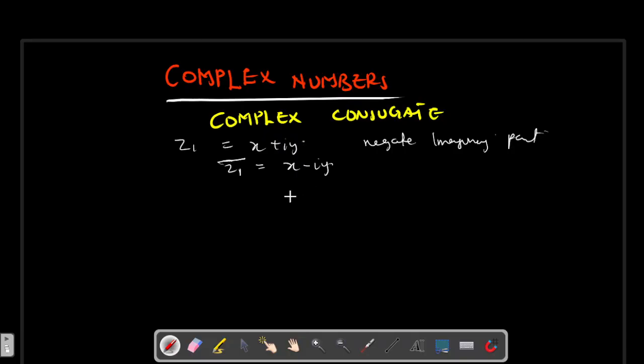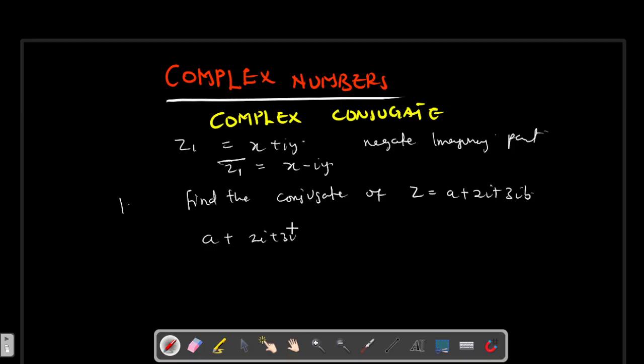Let's solve some examples here. Number one: find the conjugate of z equal to a plus 2i plus 3ib. To find the conjugate, you always make sure you have grouped all your imaginary parts at one point. So here I have a plus, and the imaginary parts are 2i plus 3ib.